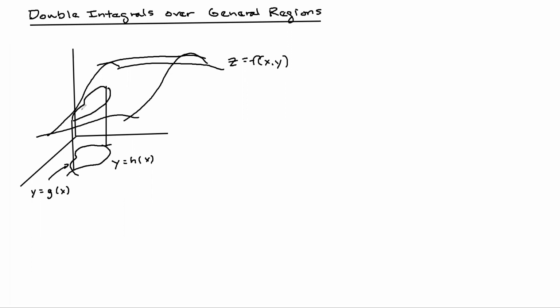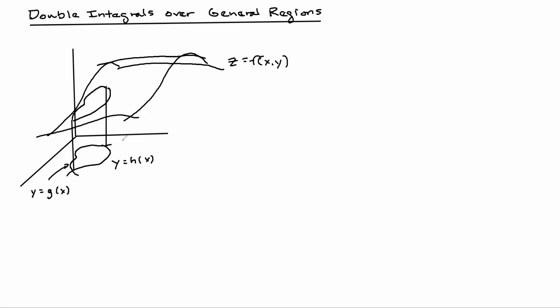So what we want to do is add up the volume under the surface and above this shape. It's the same topic as the previous section, except in the previous section we went over rectangular regions, where there was a rectangle directly beneath the surface. Now we're finding the volume below the surface and above a general shape.